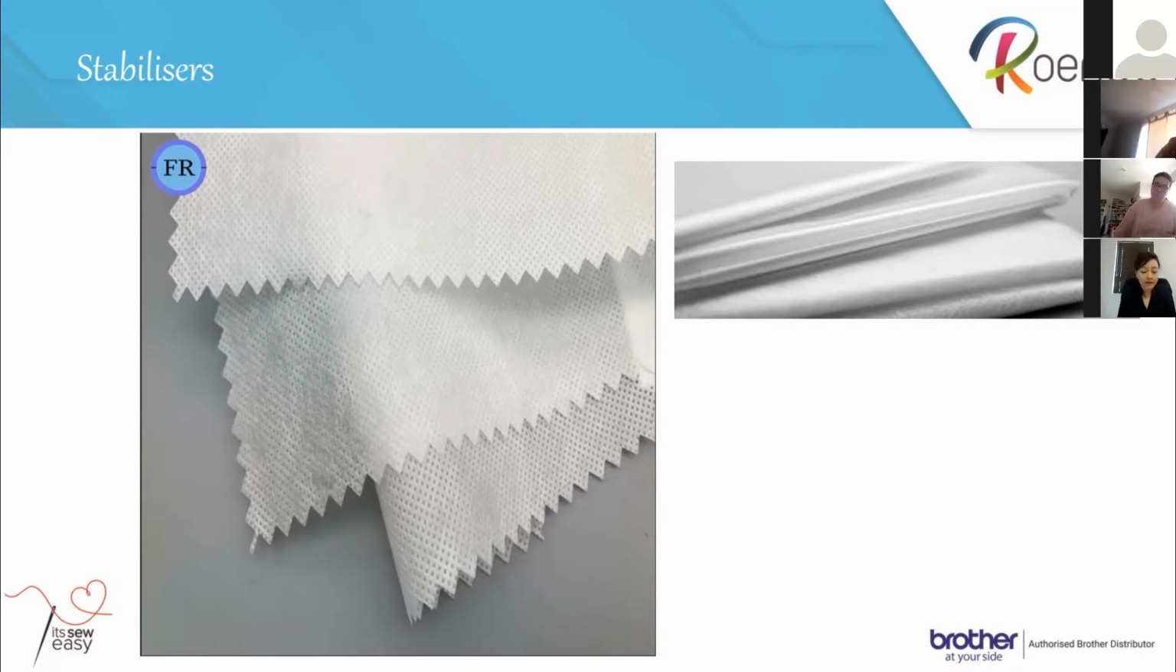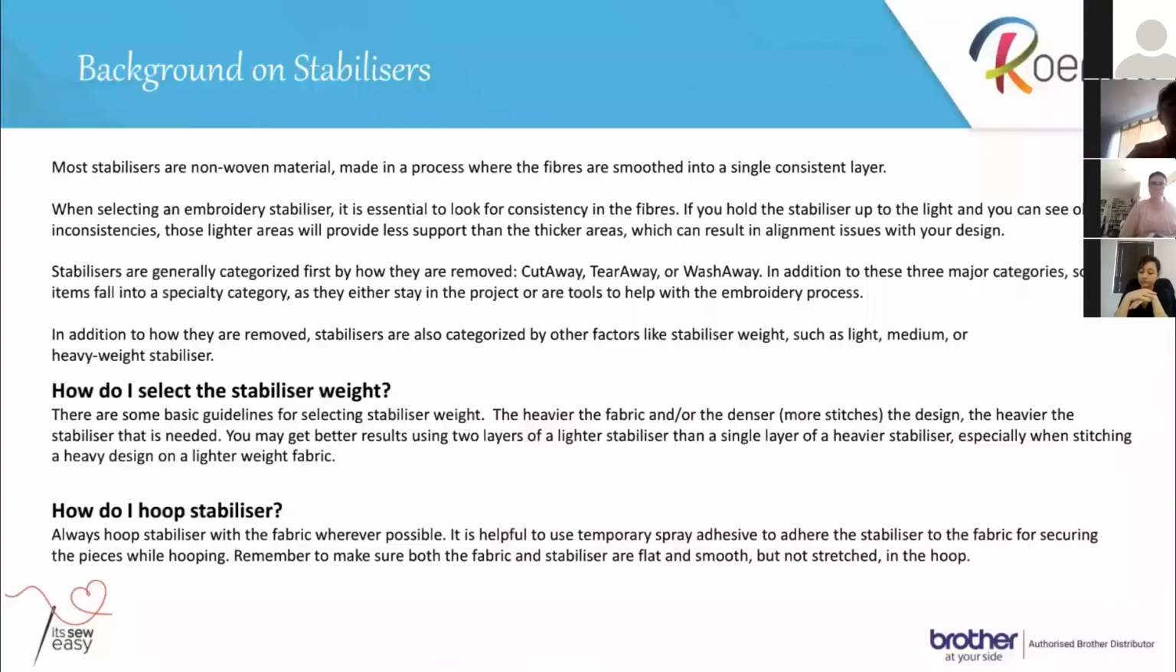So next we're going to move on to the different stabilizers. So we have different types of stabilizers. Most stabilizers are non-woven stabilizers. I have some here, let me just pull them in closer. Okay. And they are made with a process where the fibers are all smoothed to a single consistent layer. Sorry, I forgot to move the slide over.